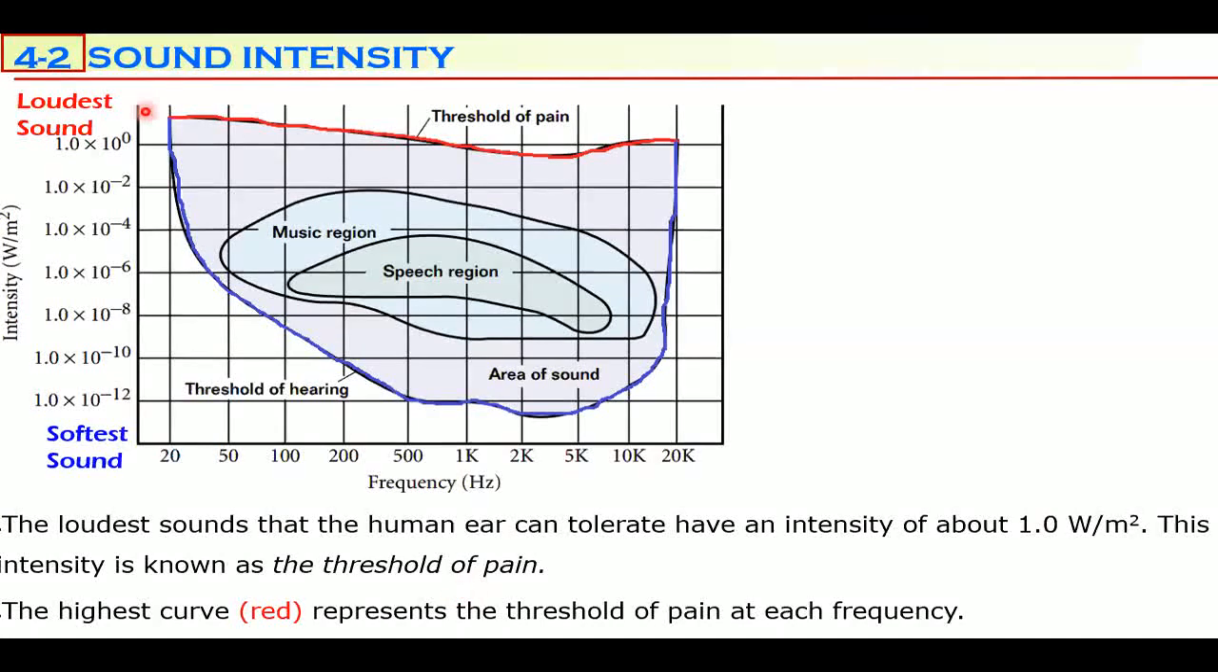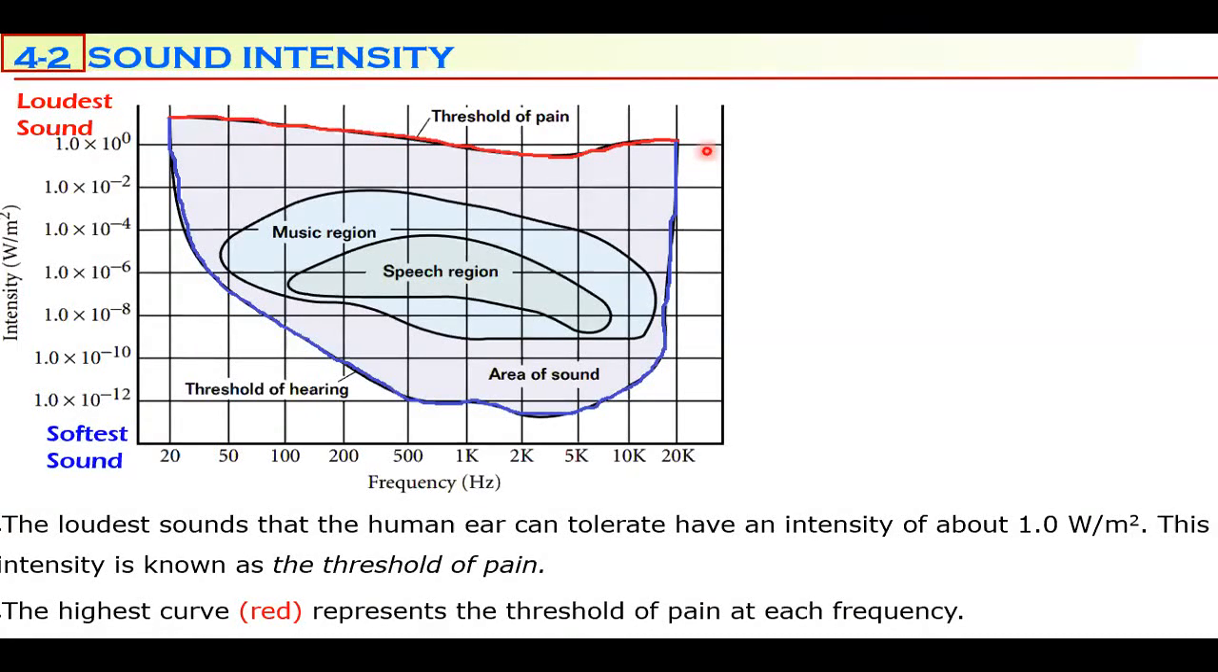So this red curve, or red line, represents the loudest sound which the human ear can tolerate, but more than that is very dangerous. The highest red curve represents the threshold of pain at each frequency. They are almost close to each other, at 1 watt per meter square. Almost this line is a straight horizontal line. So we can say that for every sound, the threshold of pain is almost the same, which is 1 watt per meter squared.